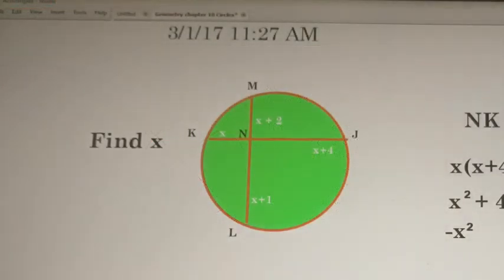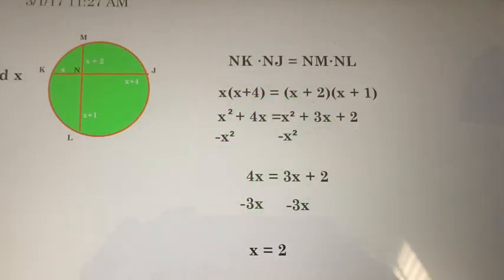This problem says to find x. Well, if I'm looking at this, I see that I have two chords. One of my chords is KJ, and it has two parts. And the other chord is ML. It also has two parts. And so if I look at the theorem, NK times NJ is equal to NM times NL. When I use algebra that I learned last year, I have to FOIL it and distribute, then set each one equal to one another, and I see that the x squares are going to cancel out, giving me 4x equal 3x plus 2, and then I'm going to go ahead and solve for x.